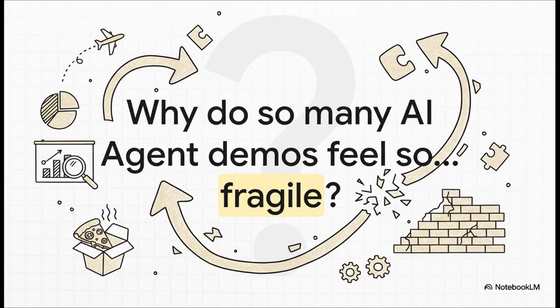I mean, you've seen those slick demos, haven't you? Where an AI agent books a flight, crunches numbers in a spreadsheet, and then orders you a pizza, all just like that. It looks like magic. But the second you try to do something even slightly different, something not in the script, the whole thing just falls apart. It feels so fragile. So what is actually going on here? Why are they so brittle?